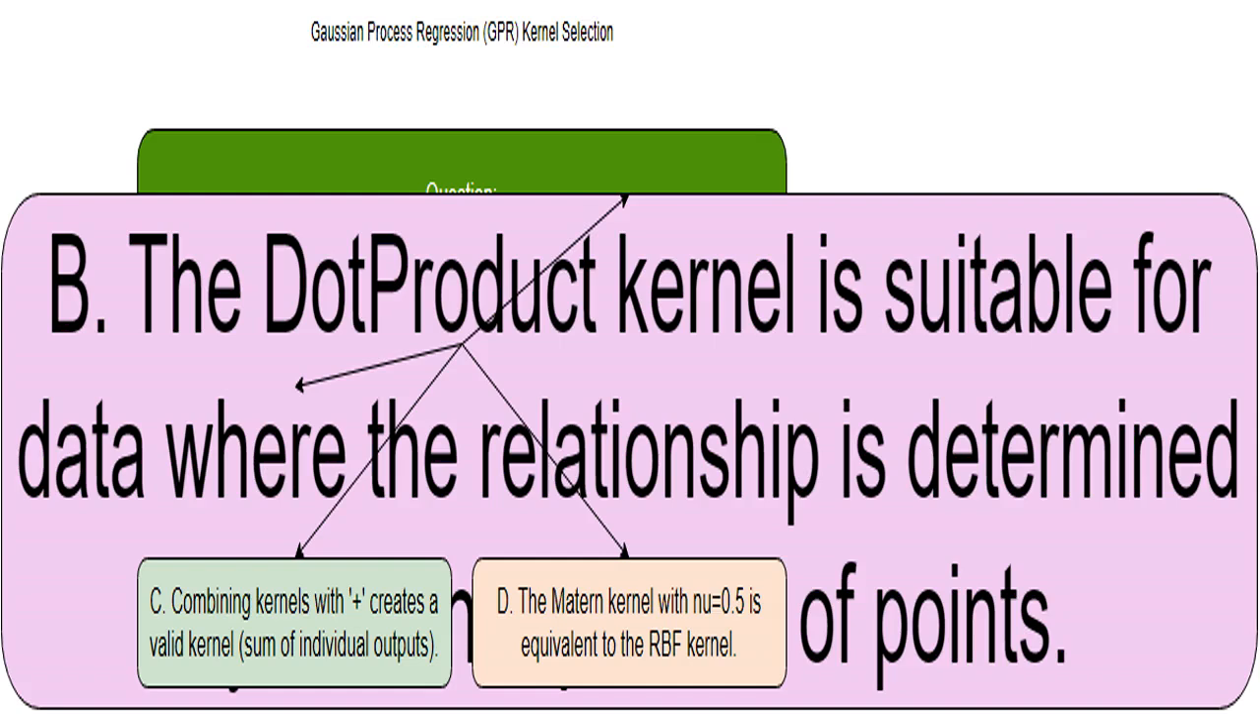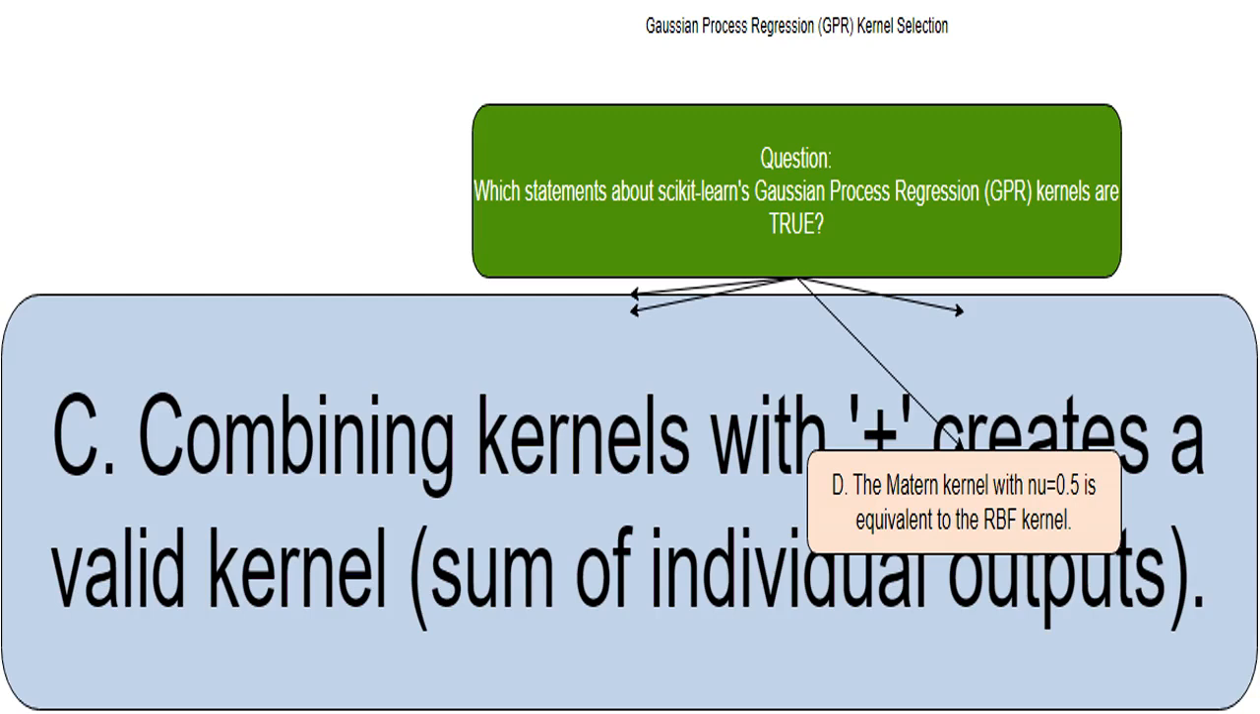The dot product kernel is best suited for data where the relationship between points is strongly linked to their inner dot product. Essentially, how much they align. This is also a correct statement. This statement is also correct.